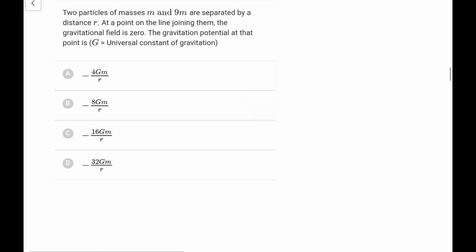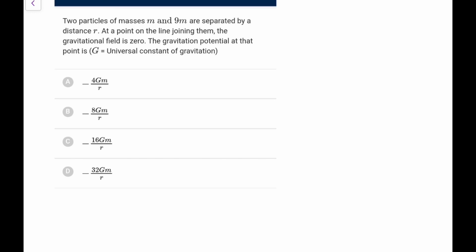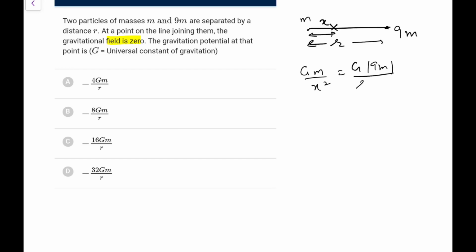Two particles, M and Nm, are separated by distance r. At a point on the line joining them, the gravitational field is 0. The potential at that point is, this is asked many times. Let me do it again. This is actually a previous year question also. So you have a distance r. When the field is 0, let's say it is at distance x from this. So the field due to small m would be Gm by x square, and that would equal G into 9m by r minus x whole square. Taking the root, 1 upon x is 3 upon r minus x. I know x is less than r, so no need to put plus minus.